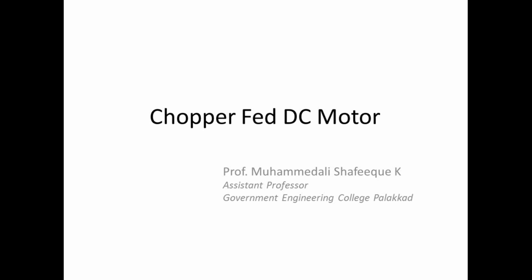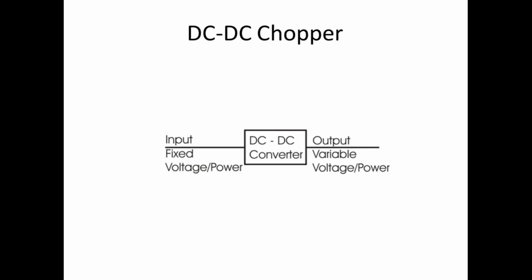Welcome all. In this lecture, we are discussing the topic chopper fed DC motor. A DC-DC chopper is a power electronic converter which converts fixed DC voltage into variable DC voltage.